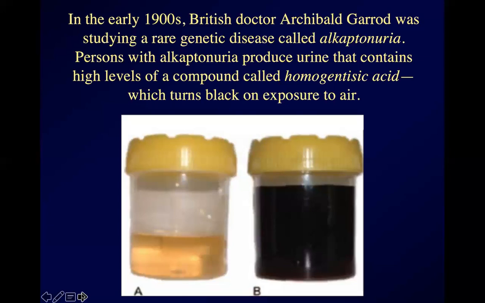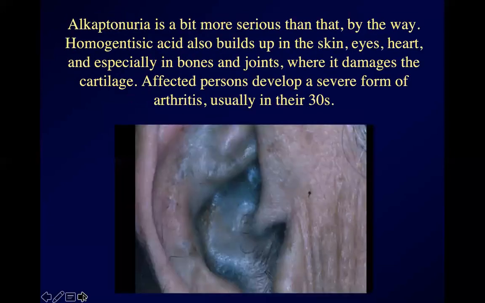Most people don't pee out homogentisic acid, but people with alkaptonuria do, and the stuff turns black on exposure to air. So your pee is still yellow when it comes out of the body, but after about 30 minutes, it looks like you've just peed ink. It's more serious than that.